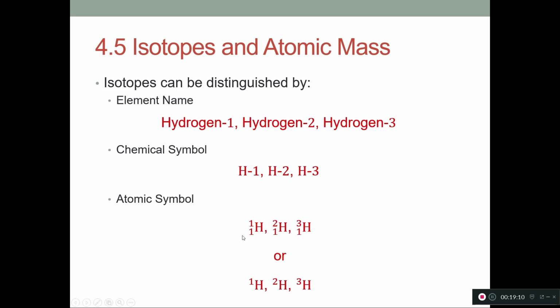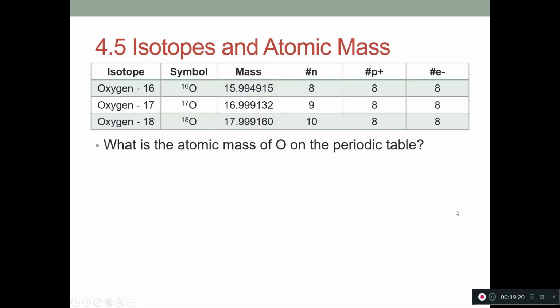So that lower left number oftentimes gets left off of our nuclear symbol here. So what is the atomic mass of oxygen on the periodic table? Remember, I said when we come up with these mass numbers, we don't use the one that's on the periodic table, which oftentimes has a bunch of decimals to it. But how do people actually come up with that one on the periodic table?